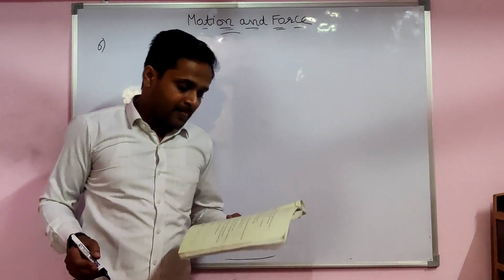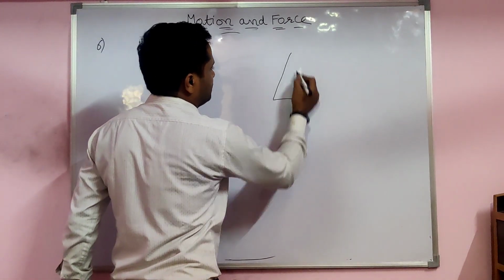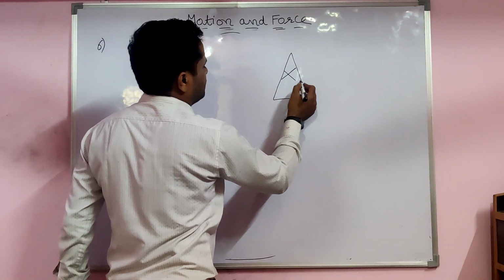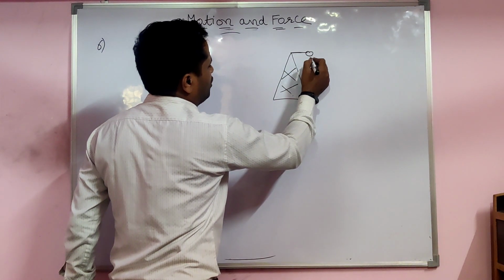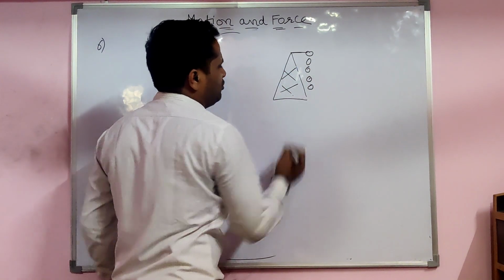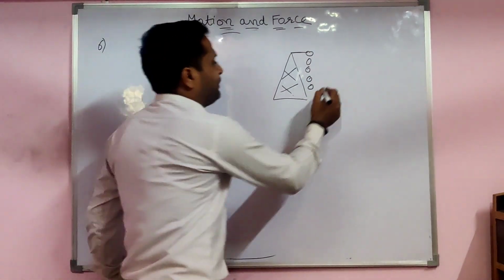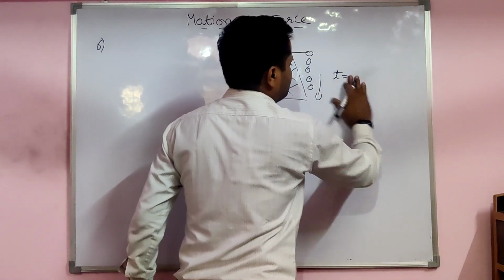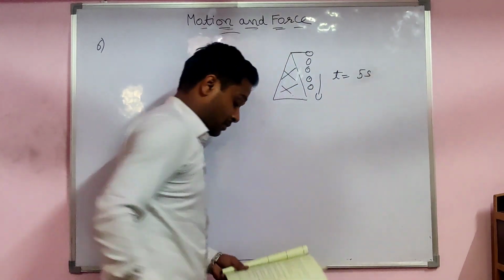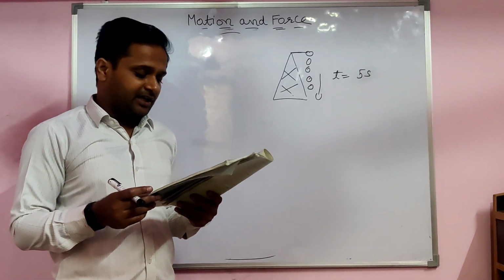Sixth numerical. A stone is dropped from a tower. The stone comes down from the tower and reaches the ground. The time taken to reach the ground is 5 seconds. Calculate the velocity with which it hits the ground.